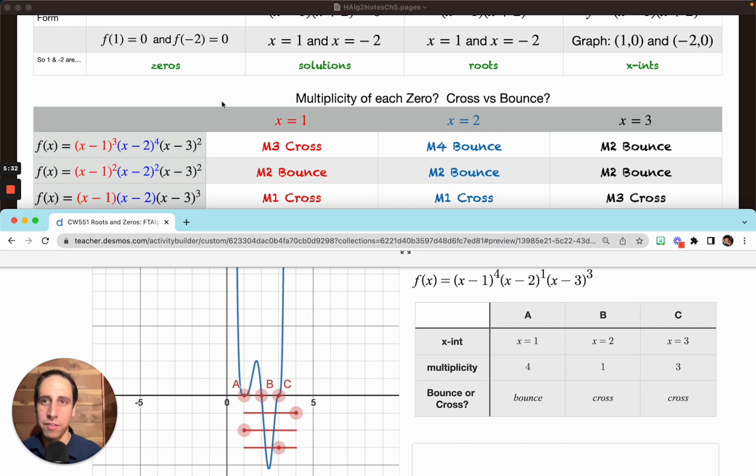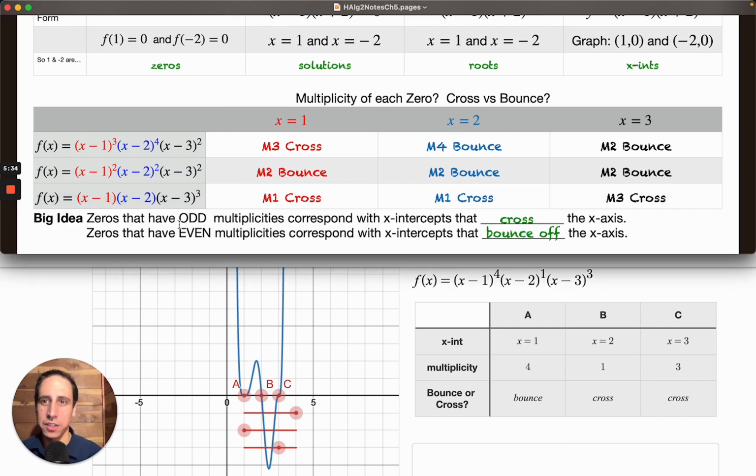If you look, you'll actually see that any zero that has an odd multiplicity, like a multiplicity of 3 or multiplicity of 1, corresponds with an x-intercept that crosses the x-axis. And zeros that have even multiplicities like 2, 4, or even 6, 8, 10, if those are the exponents, then they're going to correspond with x-intercepts that bounce off the x-axis.